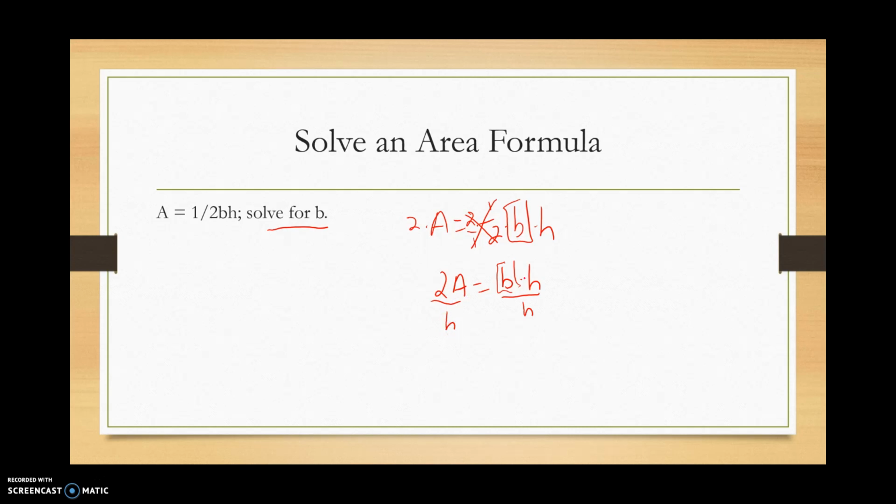Divide by H, because remember, it's the inverse operation. So if it's multiplication, to get rid of it, you have to use division. So H over H, they cancel each other out. So our answer is 2A over H equals B. Right? So what I recommend is when you're solving these, I like to circle or put a square or just identify the letter that you're going to solve for, so you know that you want to keep that letter alone on that side.